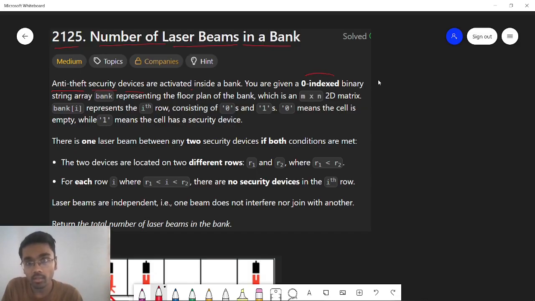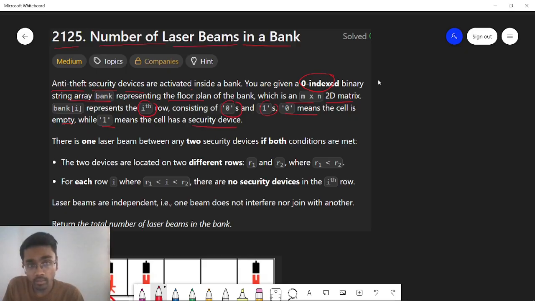You are given a 0-indexed binary string array bank representing the floor plan of the bank, which is an m cross n 2D matrix, where bank[i] represents the ith row consisting of zeros and ones, where 0 means the cell is empty while 1 means that particular cell has a security device. Now they have given the condition here.